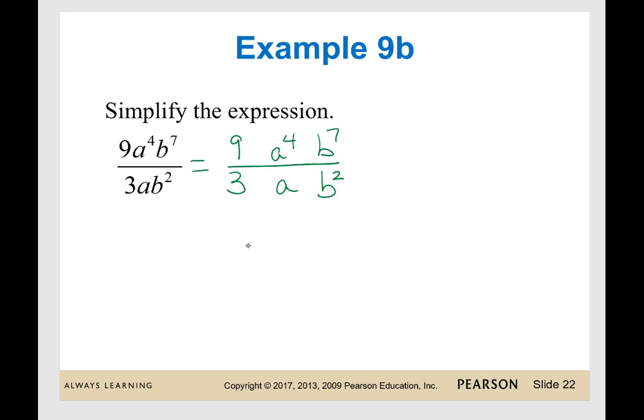So 9 divided by 3 is 3. A to the 4th divided by A. Again, if you need to, this is A to the 1st power. So 4 minus 1 would give me A to the 3rd. And then here the B's, keep your base of B. 7 minus 2 would give me 5. So there's my final answer.